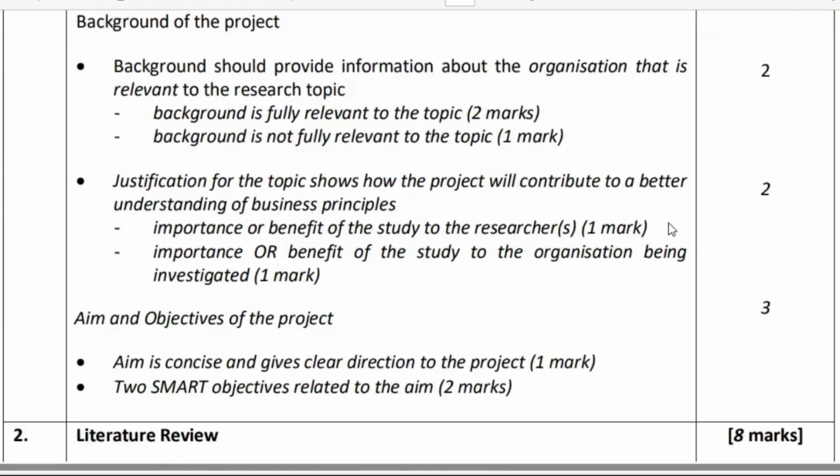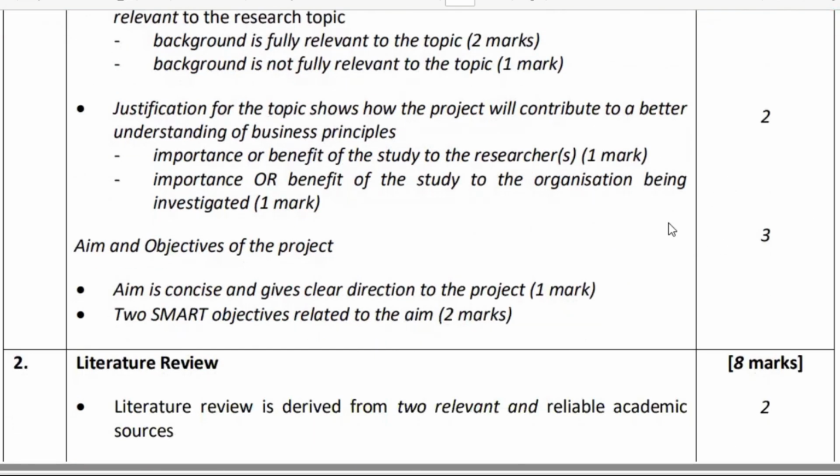So the next thing in the introduction section is that you must have your aim and objectives of the project. Now, your aim is to be concise and give clear direction to the project, right? So, for example, you want to do an investigation on the leadership styles used at ABC Company Limited, and take note that you must have 2 objectives, right?